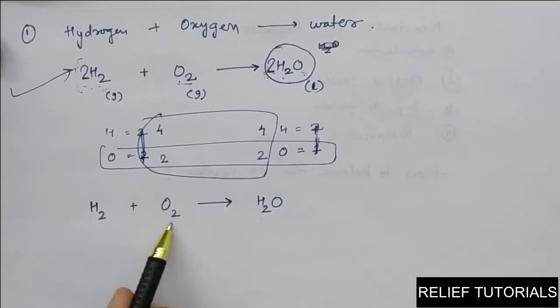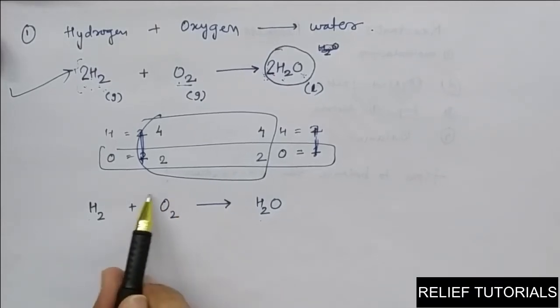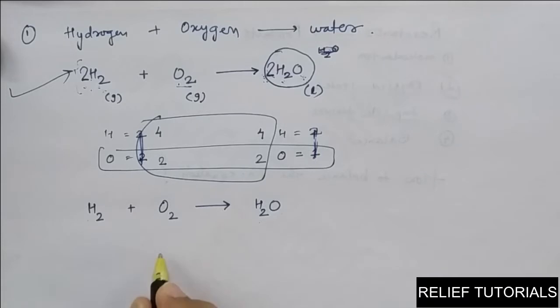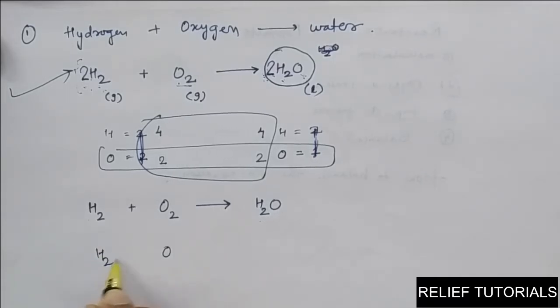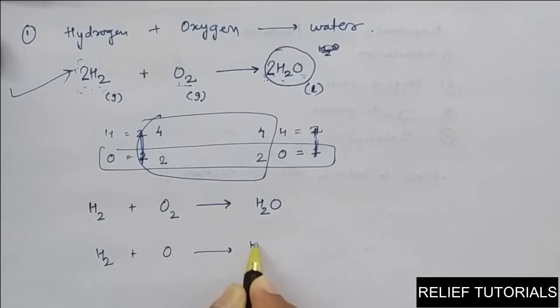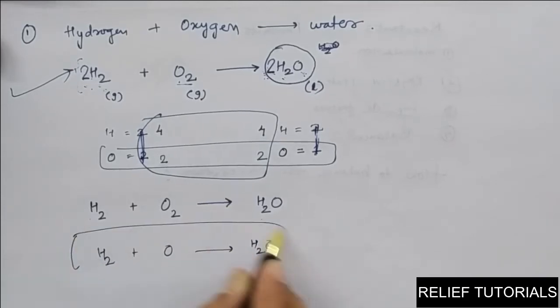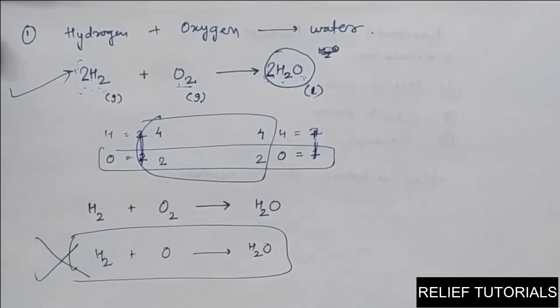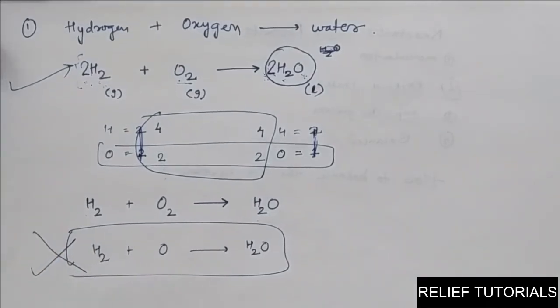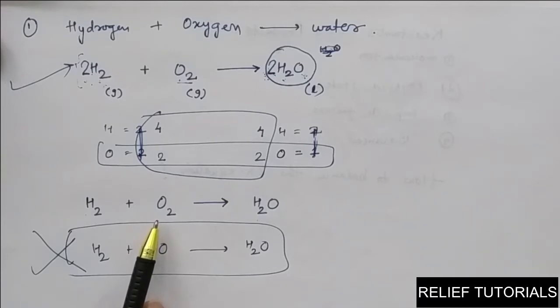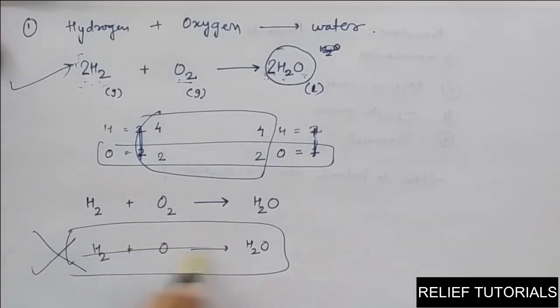Can we make these oxygen as 1? We cannot write O in place of O2. We cannot write the equation like this. Is it right? No, this is wrong, because as per the rules, every reactant and product must be represented in its molecular form, and the molecular form of oxygen is O2. So this is not the way.